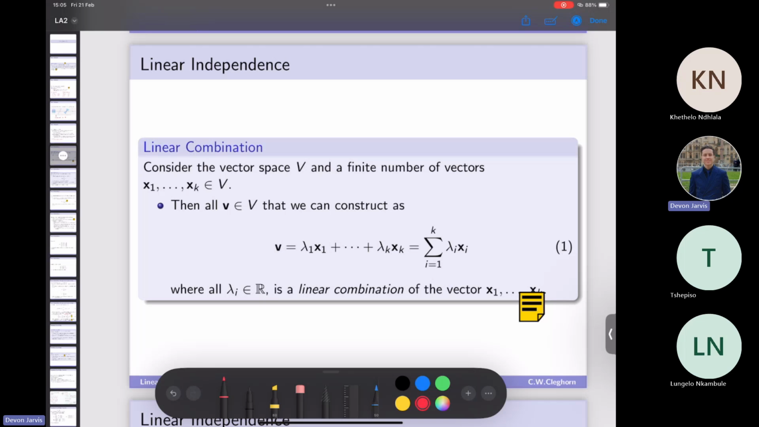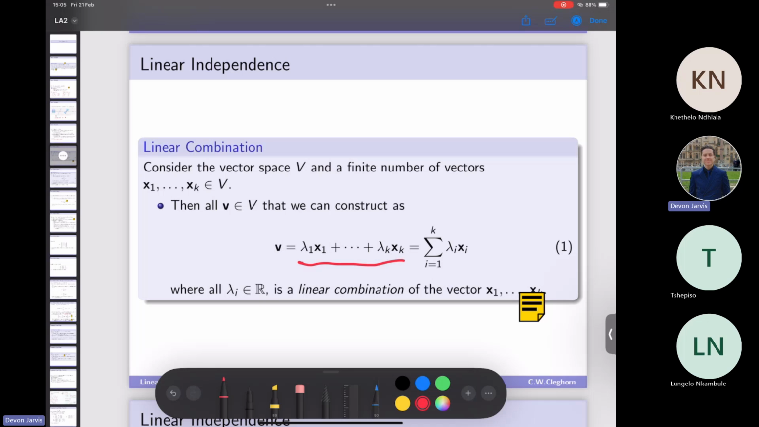Okay, so the next definition we're going to have to come to is linear independence. We all good? Cool. So linear independence: if we consider a vector space V and a finite number of vectors within it, then all other vectors in V that we can construct from a linear combination of our original set are, well, a linear combination of the original set.